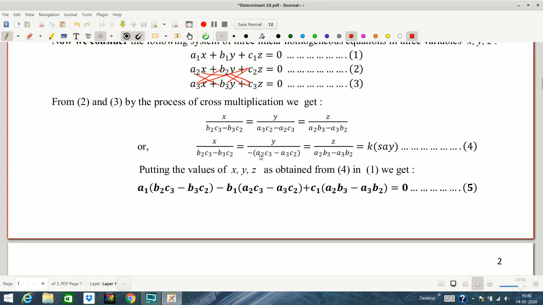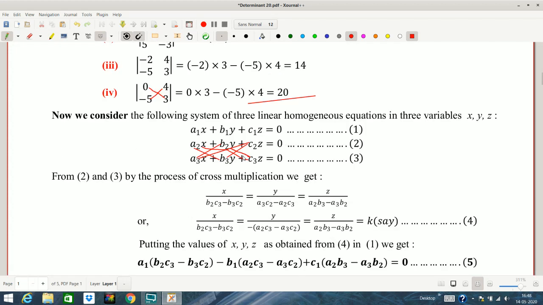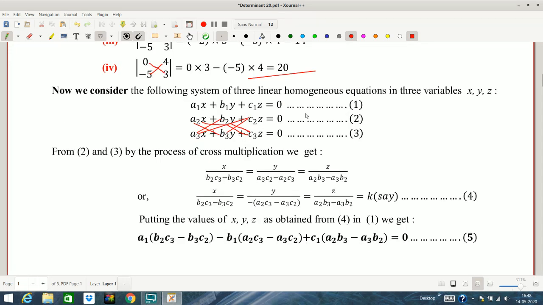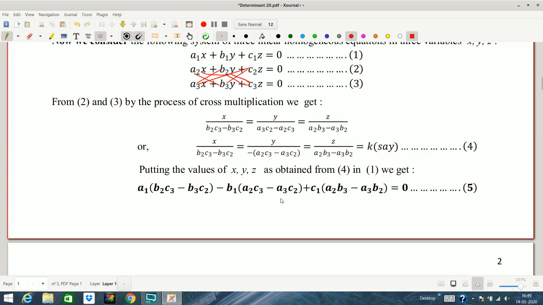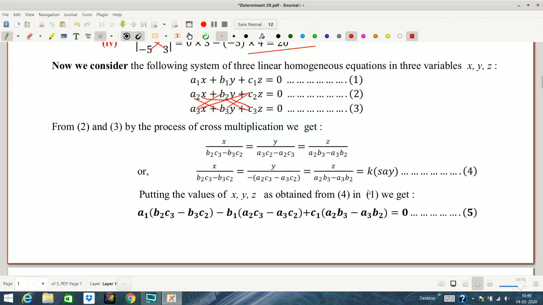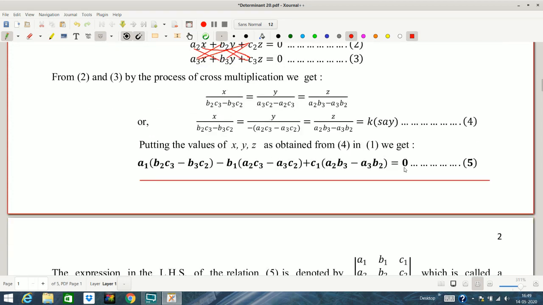Now from this we can find the value of x as k into denominator of x, y equal to k into denominator of y, z equal to k into denominator of z. And these values, when substituted in equation number 1, they should satisfy equation number 1 because they are simultaneous equations. All the equations should be satisfied by the same values of x, y and z. And putting these values in number 1 and cancelling k, we get this number 5. One expression equal to 0.